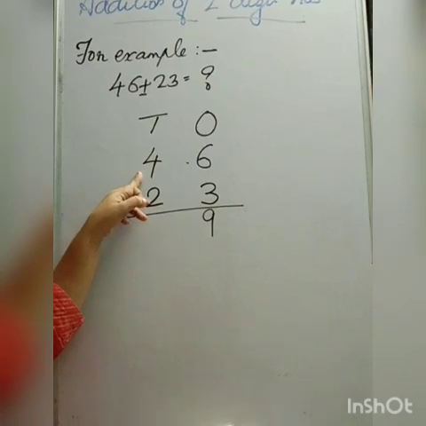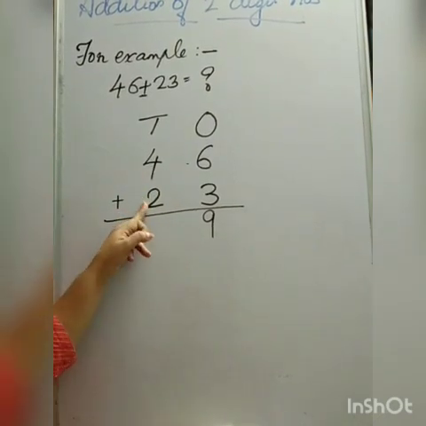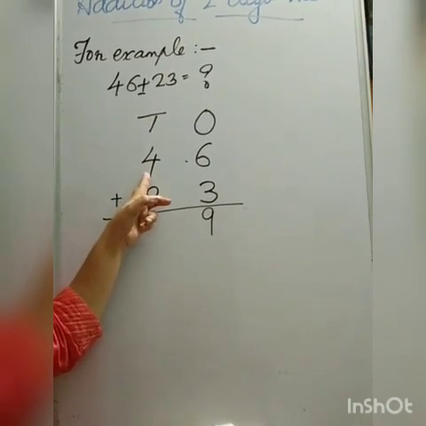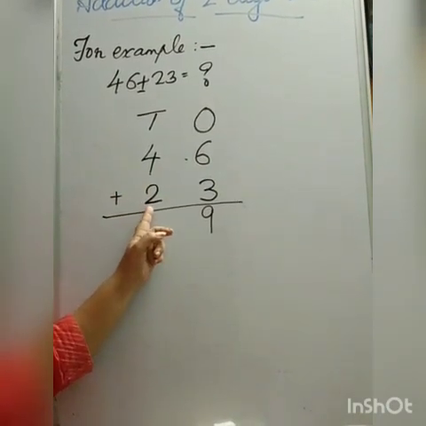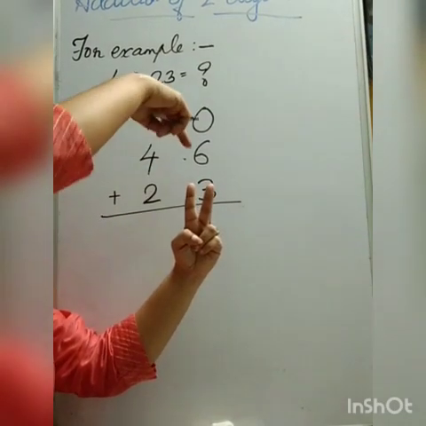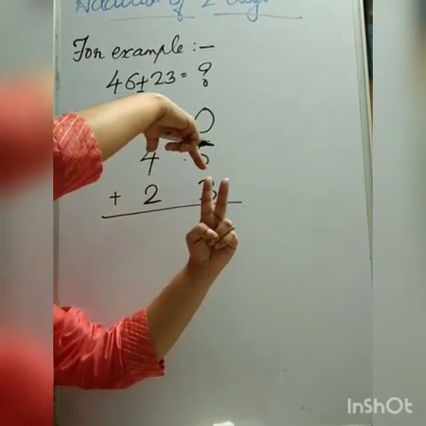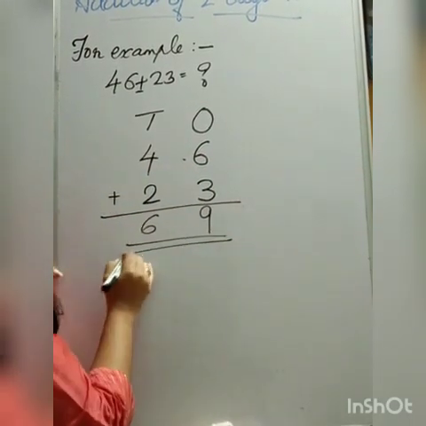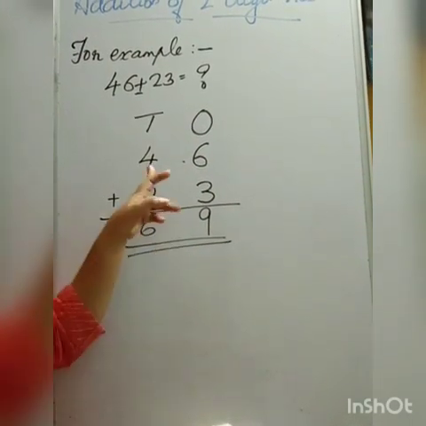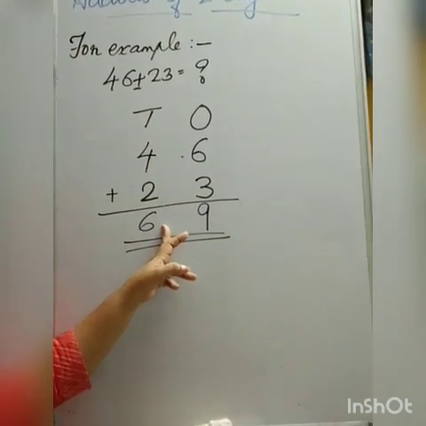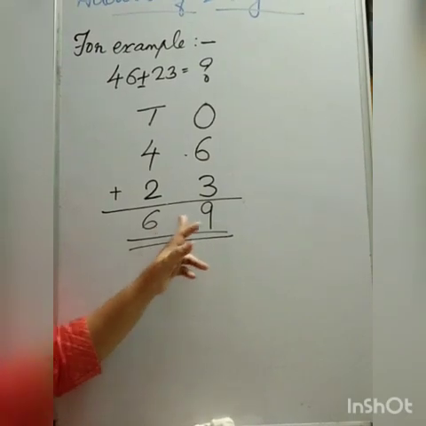Next numbers, 4 and 2. Keep the biggest number in your mind and take out 2 on your finger. After 4, 5 and 6. 6. This is the answer, 69. 46 plus 23. What is the answer? What is the sum? 69.